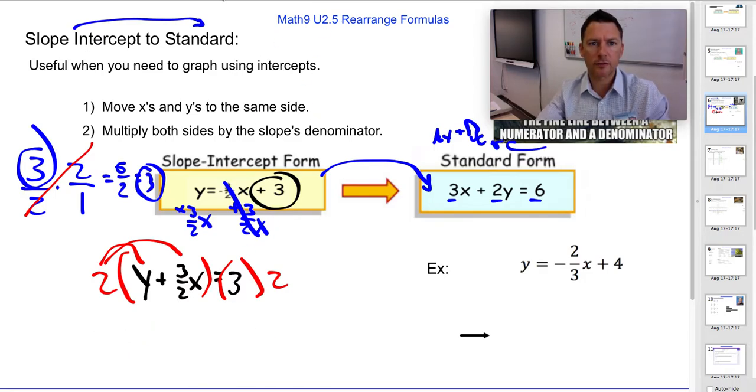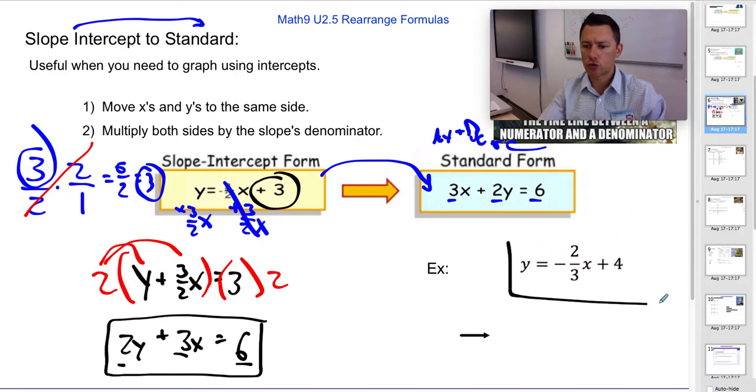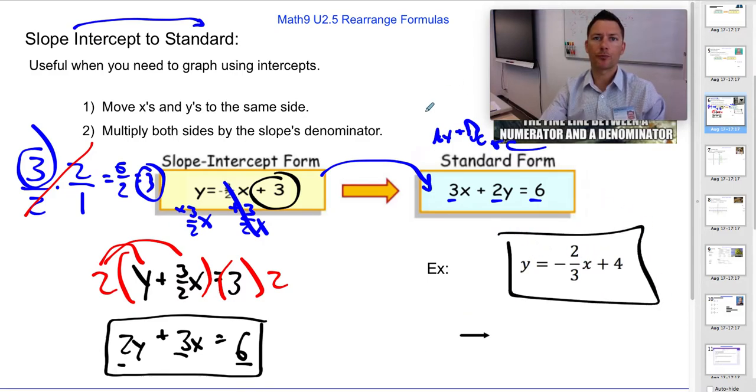So when this multiplies in, you get 2y. When you multiply 2 times 3/2 x, you get 3x. And on this side you get 3 times 2, you get 6. And now, since x's and y's are both on the same side, integers, we're set. Try that with this one. Pause me and go.